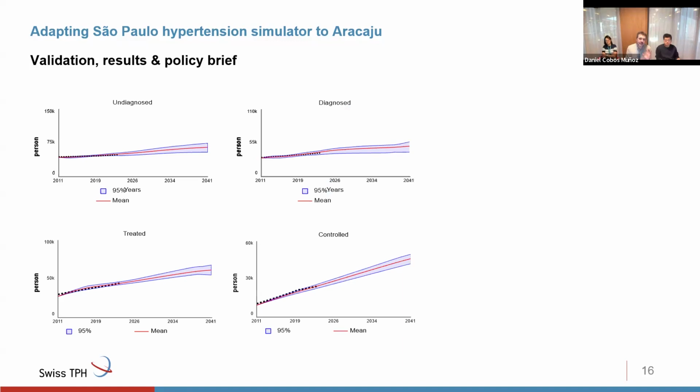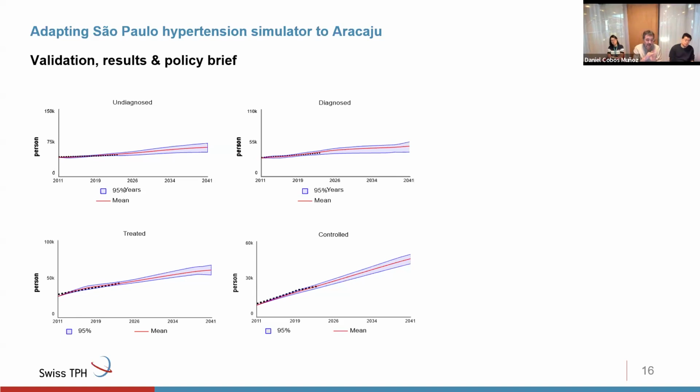But the thing is that this tool cannot be something that like 3 people in Swiss TPH do and bring to Sao Paulo. So we need to, and San will talk about the participatory modeling part of the exercise, but the other part is creating confidence in the tool. And you see in these graphs, this is the cascade of care, and you see the black dotted line. This is the historical data in Sao Paulo for undiagnosed, diagnosed, treated, and controlled. So this is the trajectory. And then the simulator, or the system dynamics model, simulates that trajectory and projects it over time until 2041.